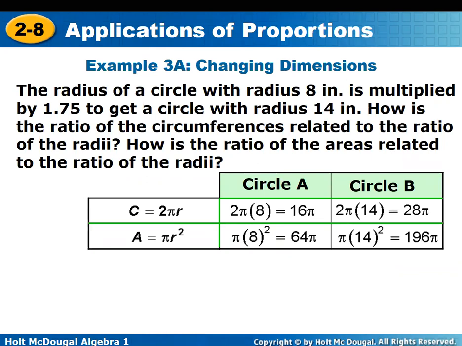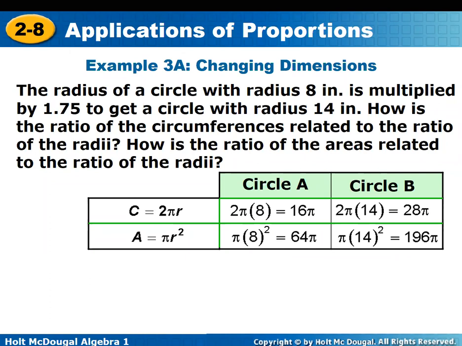Then let's move to the second point. He's looking for the area. So the area of the circle equals pi R squared. I'm going to keep pi, and then I will replace the value of the first radius by 8. So it will be 8 to the power of 2 equal 64 pi. Second one will be pi times 14 to the power of 2 equal 196 pi.